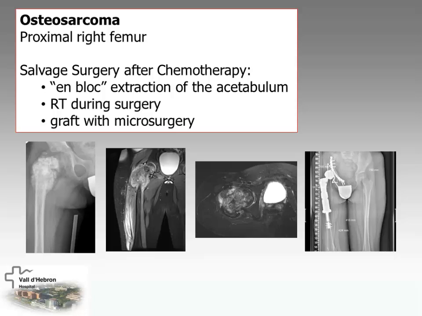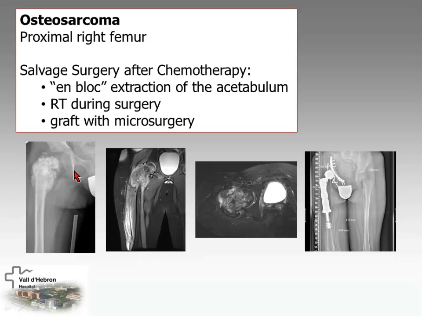Osteosarcoma, another topic to evaluate the bone viability. This is a child diagnosed firstly with a proximal right femur osteosarcoma in a very advanced stage. This is the planar X-ray, and this is the magnetic resonance image. And in fact, the osteosarcoma doesn't theoretically affect the acetabulum, but it was in contact with the acetabulum.